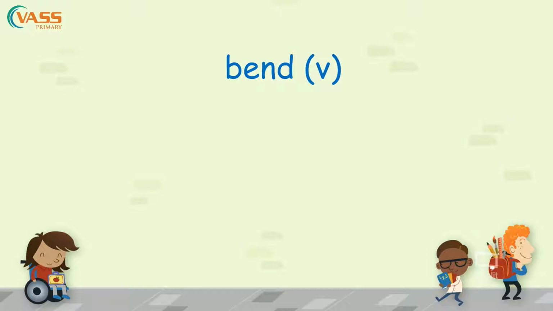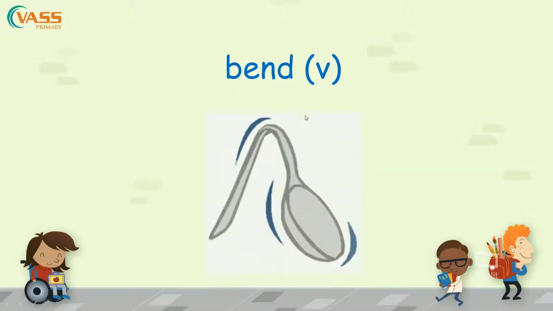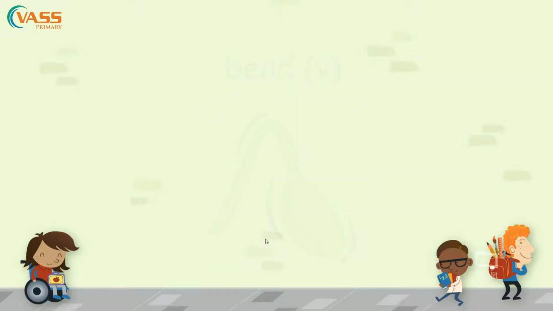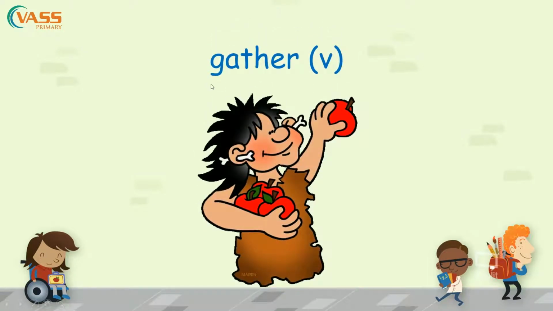Bend. Repeat after me. Bend. Look at this spoon. We can see that the handle of the spoon has been bent, and we call this a bend. Next is gather. Repeat after me. Gather. What is he gathering? It's a bunch of apples. Great work.